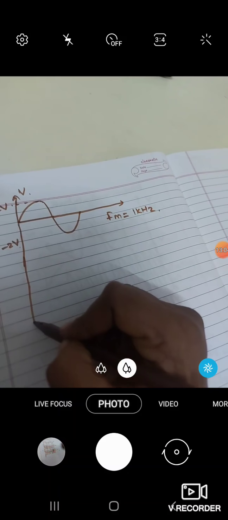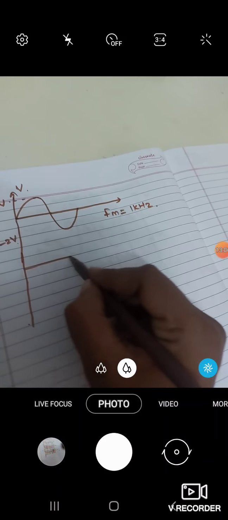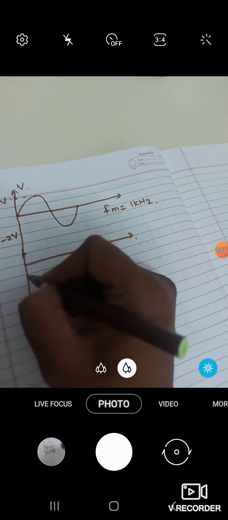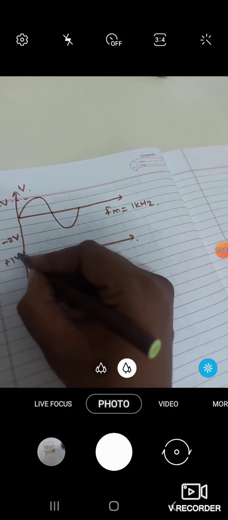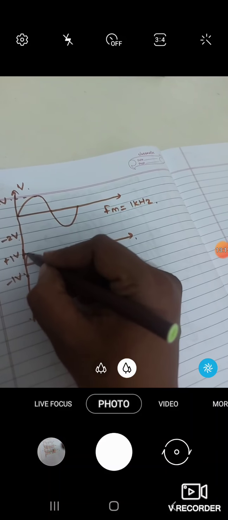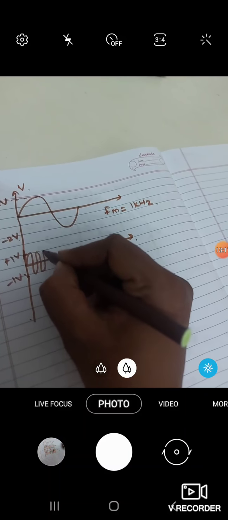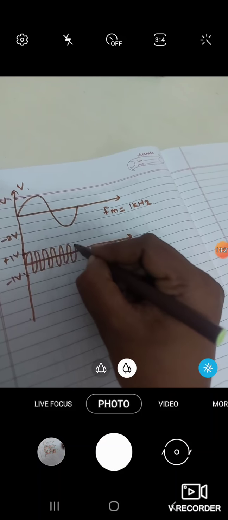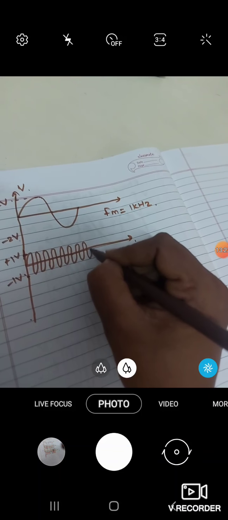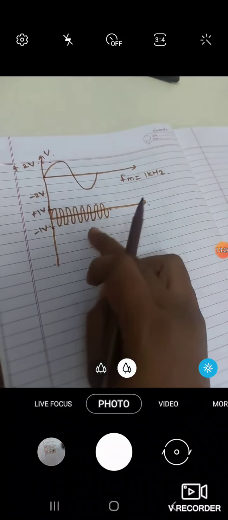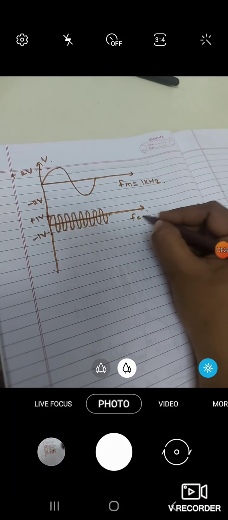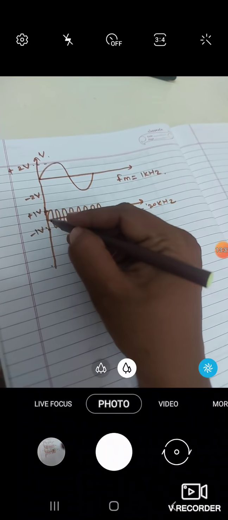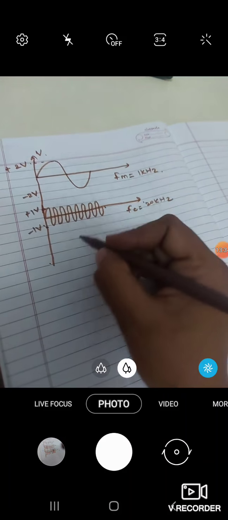Now the second signal you have to draw, that is the carrier signal. So what is the amplitude of the carrier? 1 volt. So here it is plus 1 volt, here it is minus 1 volt. Let us first draw the carrier signal, which has a higher frequency as compared with the modulating signal. This is the carrier signal. Fc is equal to 20 kilohertz. This value is plus 1 volt and minus 1 volt.